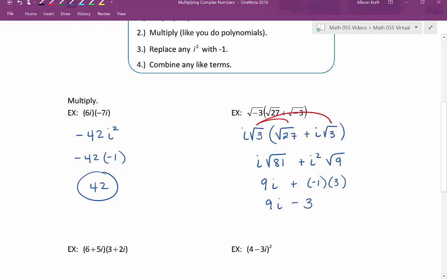But we want to write our complex number in the form a plus bi. So let's rewrite the real part first and the imaginary part second. We get -3 plus 9i.